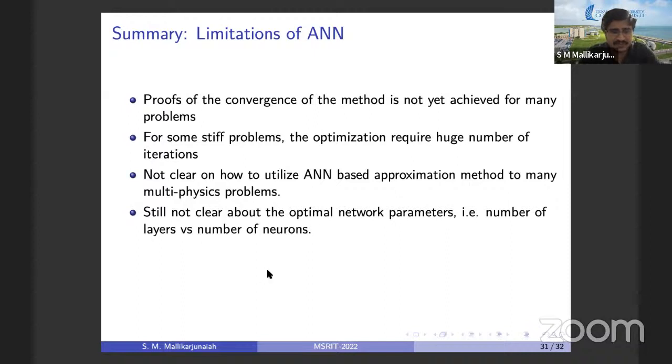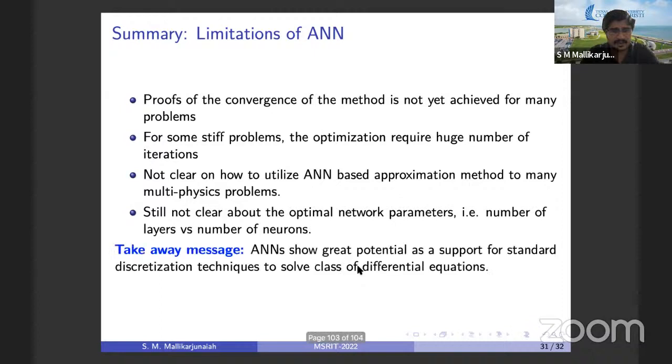Some proofs are available, especially about choosing the right activation function and getting a convergence proof, and also coming up with some optimal values of the parameters. These are some limitations, but this should not stop us from exploring this method.